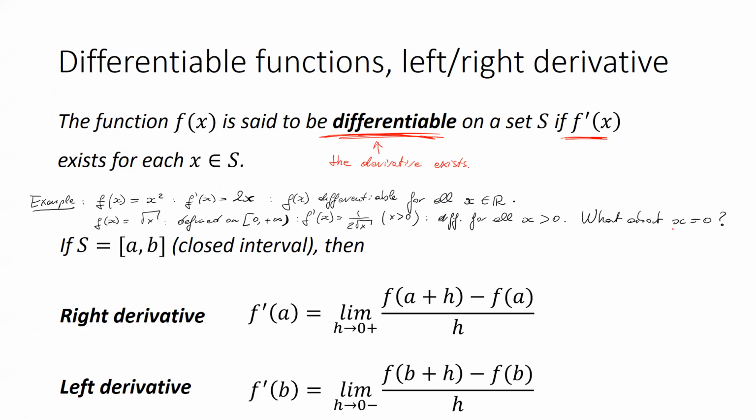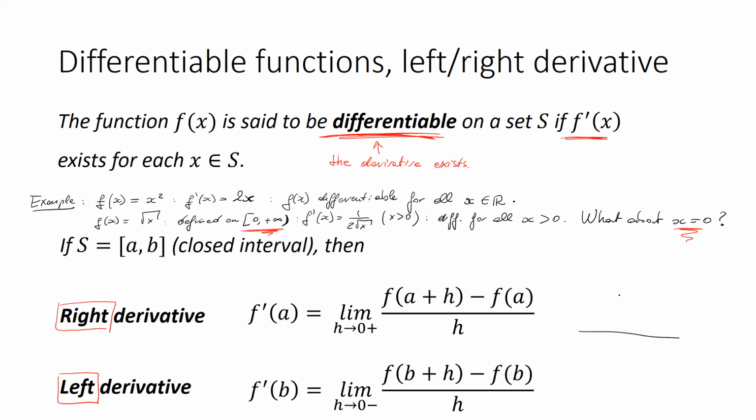So what do we do when we have, for instance, a function that's defined on an interval, and we want to say something about the bounds of that interval? Because we already know the limit may not exist on the bounds of the interval. In that case, what we can introduce is the right derivative at the leftmost bound of the interval and the left derivative at the right bound of the interval.